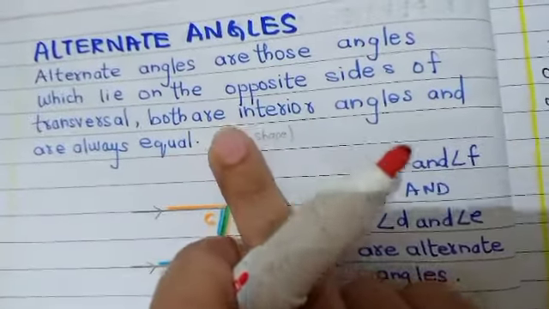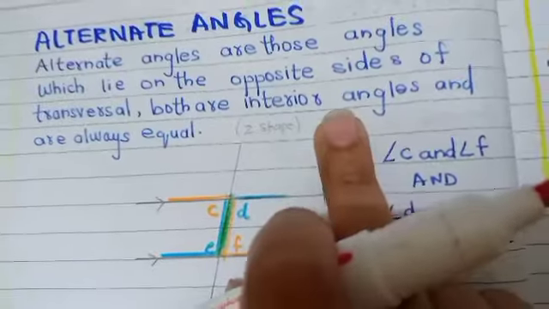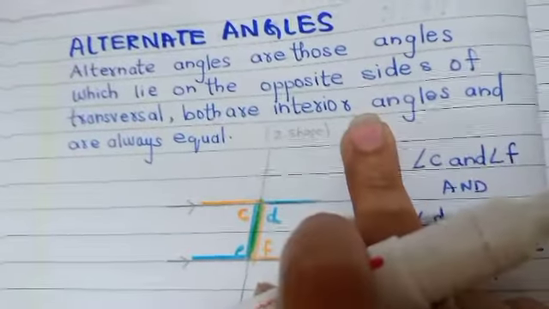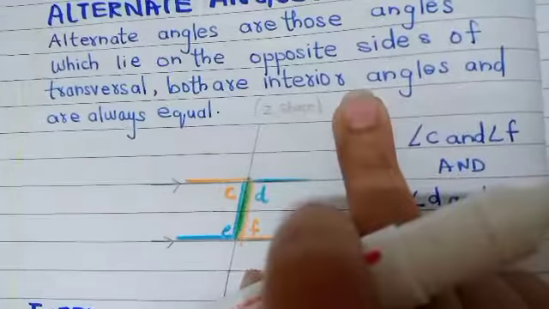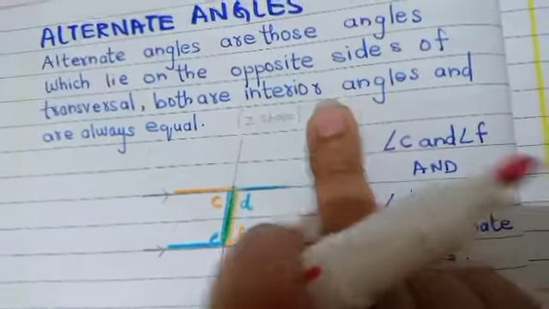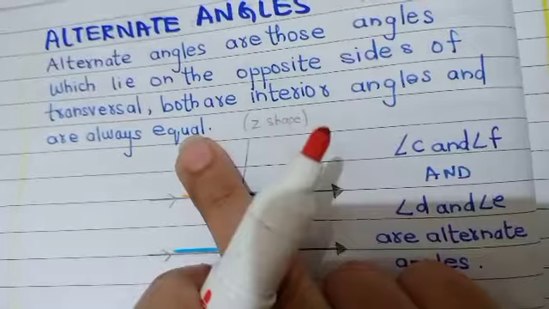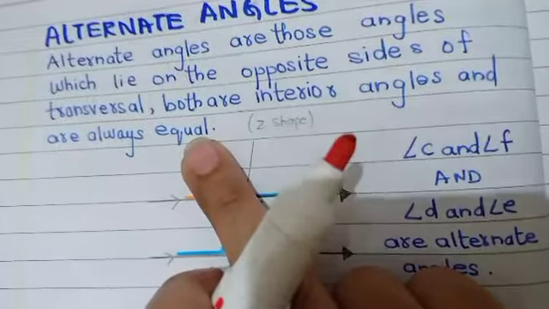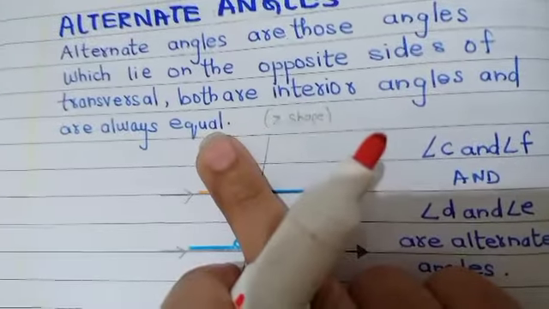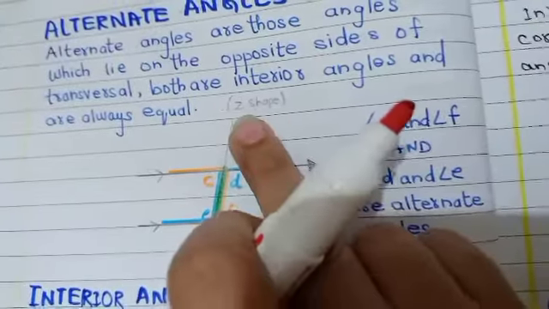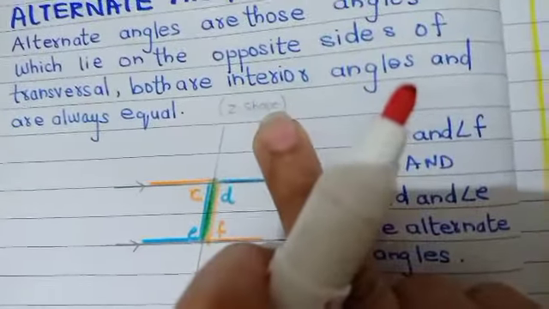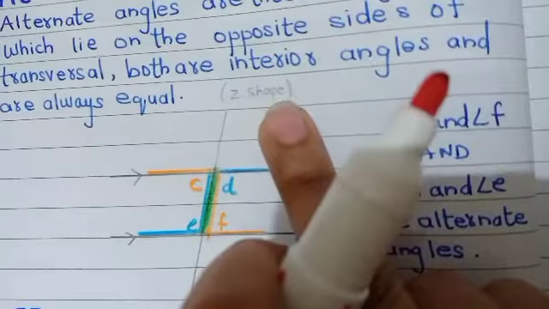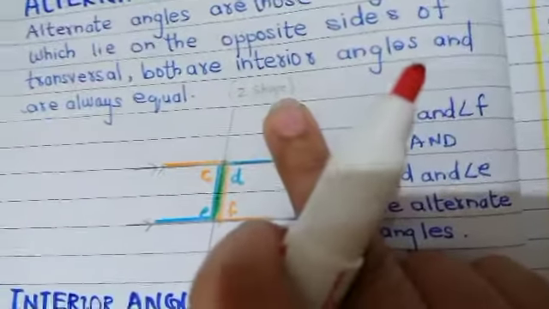Second thing is both are interior angles. In corresponding angles, one angle was exterior and the other one was interior. But here both the angles will be interior angles. And the third thing which you have to remember is that they are always equal. They are always equal, and they will always make the shape of Z. This is something to remember, and that's why I've written it in pencil in brackets.